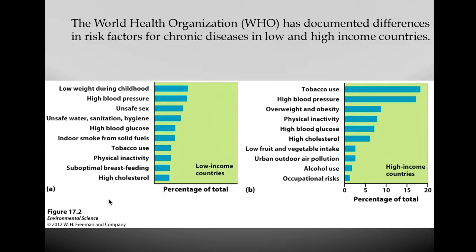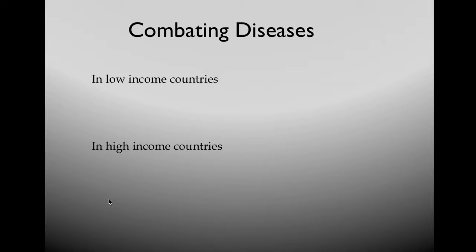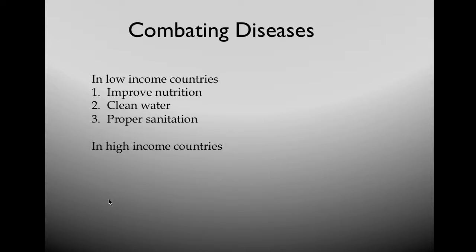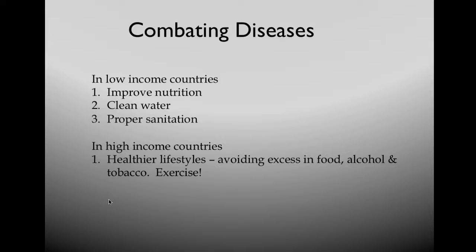The World Health Organization, or WHO, and that's a very good acronym to remember or at least be familiar with, basically looked at low-income and high-income countries and the prevalence of specific types of diseases. And what this allowed them to do was to provide pathways for combating these diseases. So in low-income countries, the goals are to improve nutrition, to clean water, and to improve sanitation. And in higher income countries, it basically has to focus on our lifestyle choices.